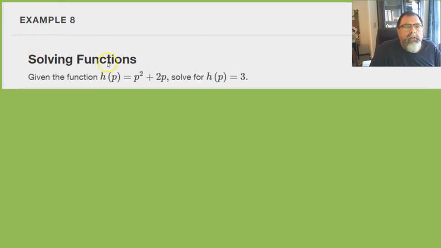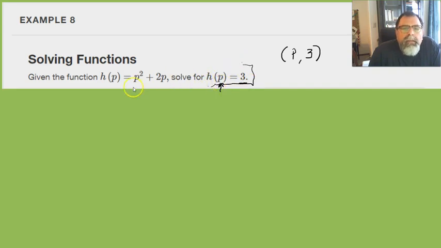Example 8, solving functions. Given the function h of p is equal to p squared plus 2p, solve for h of p is equal to 3. Now, a common mistake is students will take this 3 and plug it in for p. That's not what this is asking. They're saying find p, figure out what input value gives you an output value. So the input value is p, the output value is 3. So what we're doing is we're taking this equation and solving it for p.